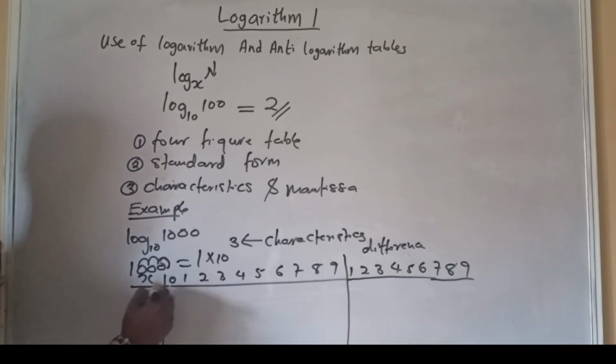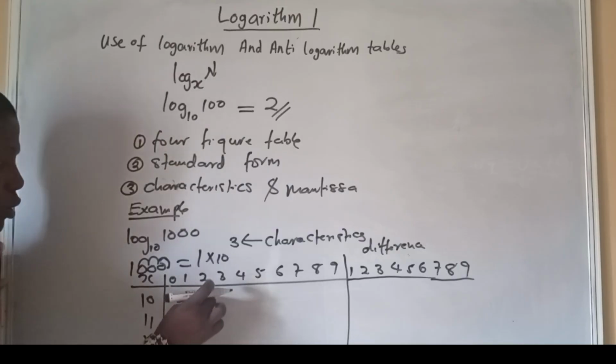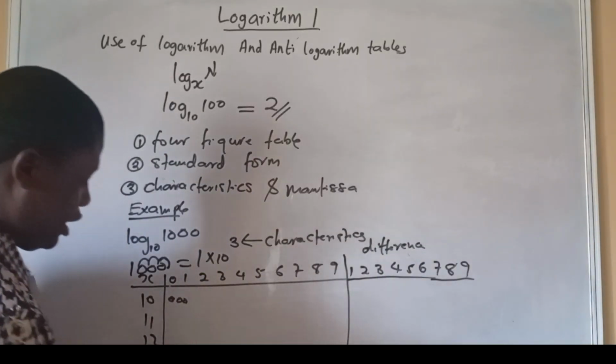Now, under 0, you will see some numbers. You will see 0, 0, and other numbers. Under 1, you will see other numbers. Under 2, you will see other numbers, and just like that, okay?